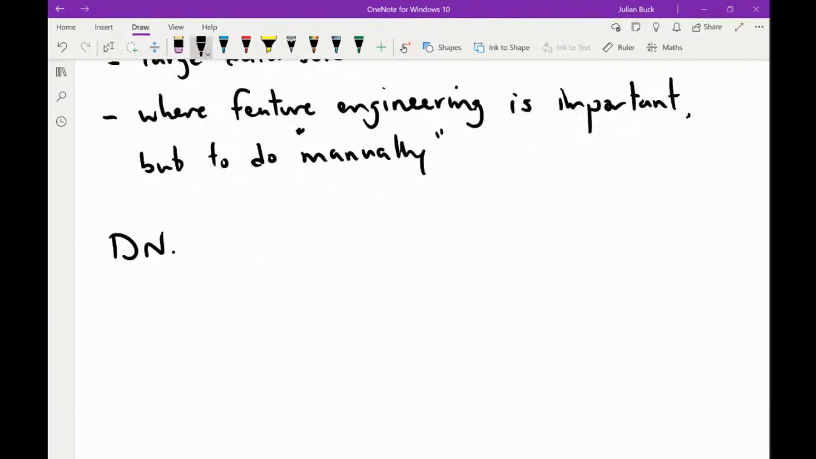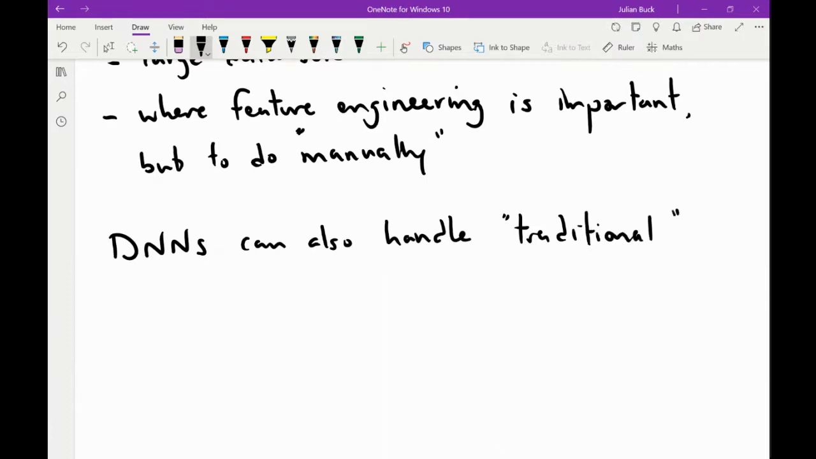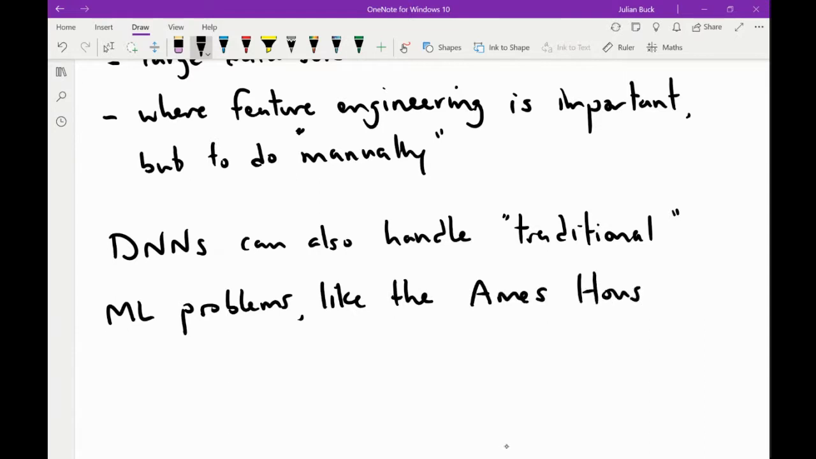Now, deep neural networks can also handle what we might think of more as traditional machine learning problems, like the Ames housing example, where we have a fairly standard data set and an obvious target variable, and you're just trying to make predictions on the target.